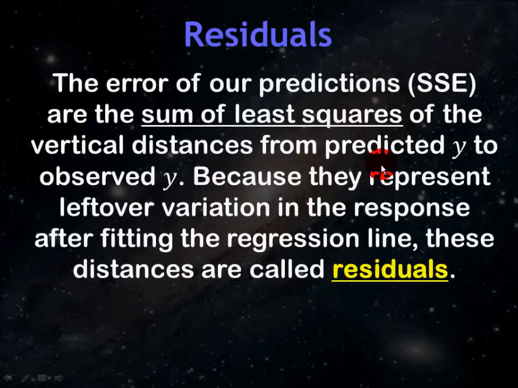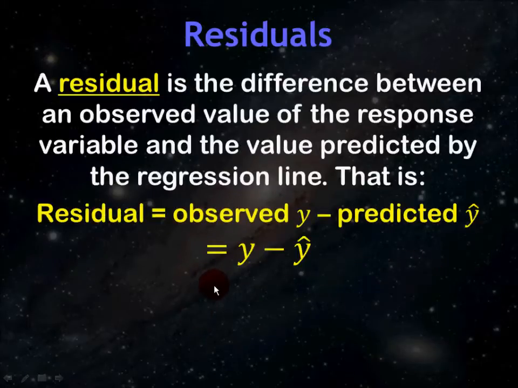But because the vertical distances represent leftover variation in the response after fitting the regression line, these distances are called residuals. Residuals are basically the difference between predicted y and observed y. A residual is the difference between an observed value of the response variable and the value predicted by the regression line. That is, the residual is equal to observed y minus predicted y hat, or y minus y hat. So remember, observed always comes first.